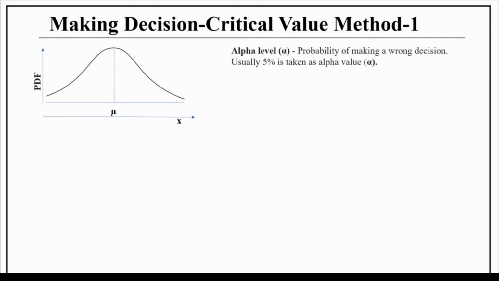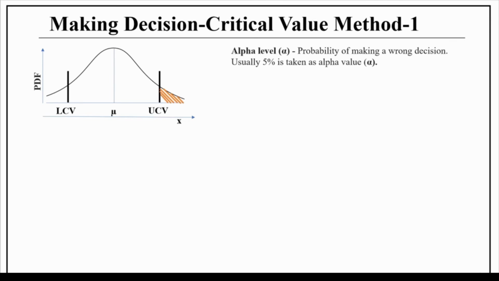Alpha level. In a very simple words, we can say it is the probability of making a wrong decision. Now its significance. It is a region in normal distribution where a null hypothesis is rejected if any test statistics value fall under that region, and usually 5% of the normal distribution is taken as alpha level or it's up to the individual.